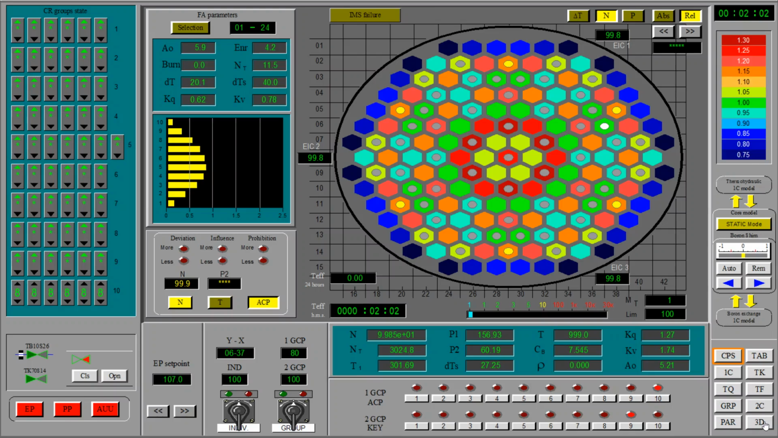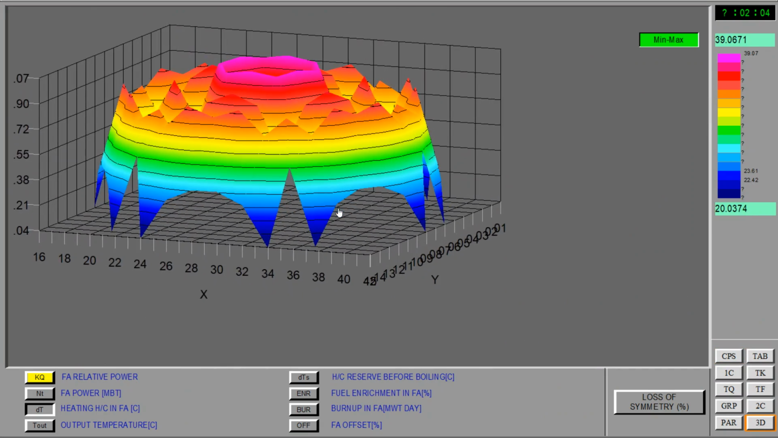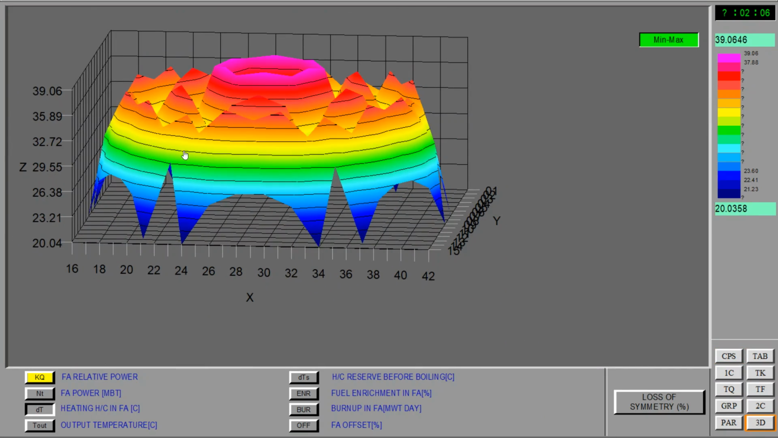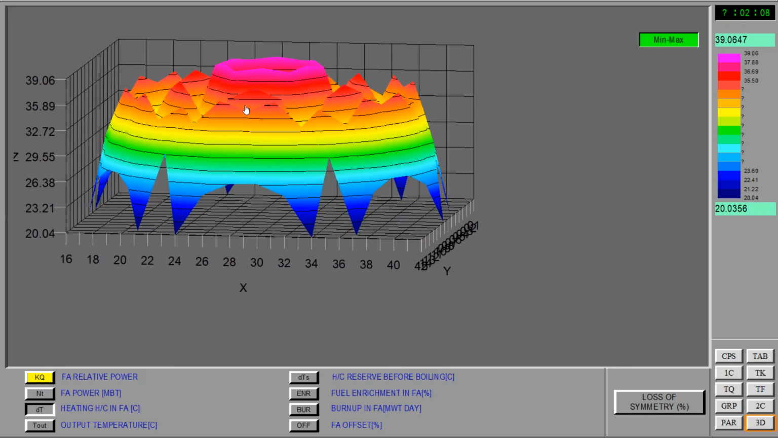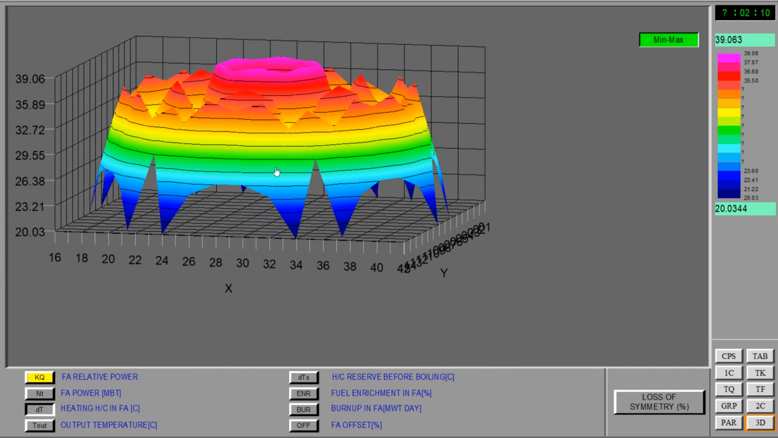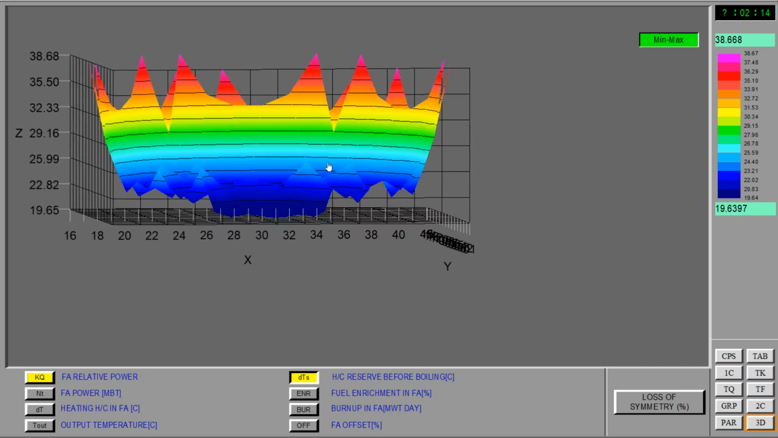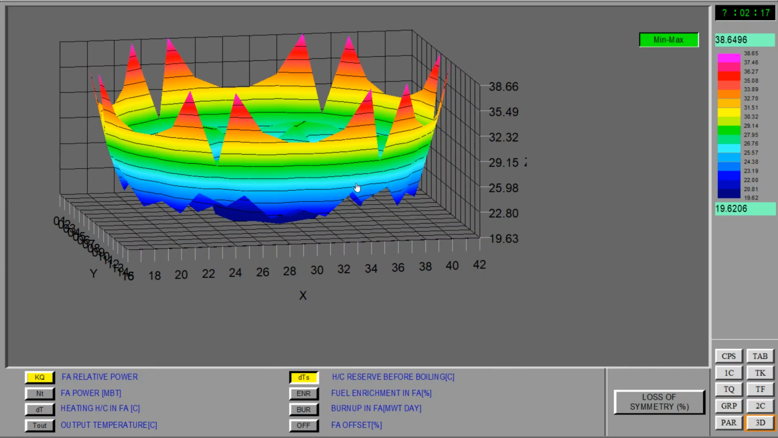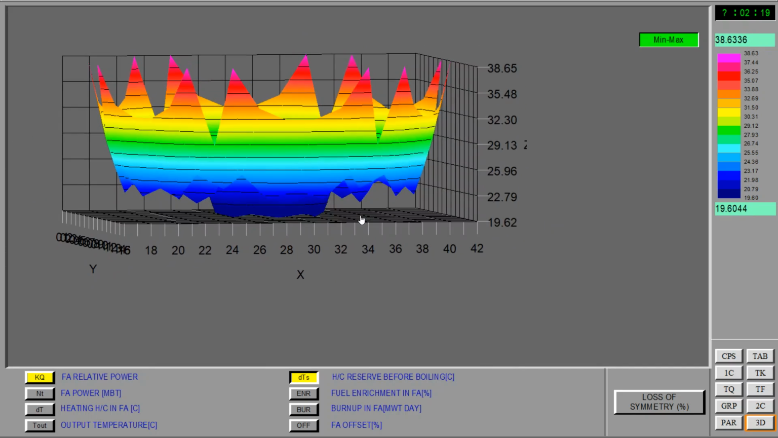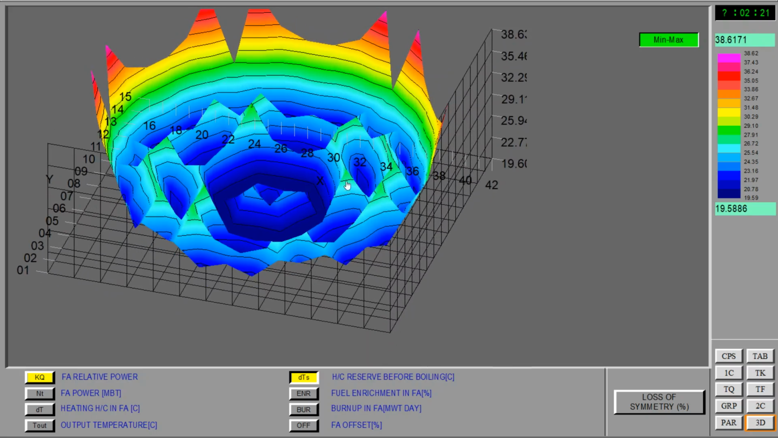And I will probably have a look at the 3D plot. This is the relative power. Okay, I will not look at the relative power, we are not dealing with that now. I will look at the reserve before boiling. We have 19.63 degrees now. And the most critical part is the center annulus here.